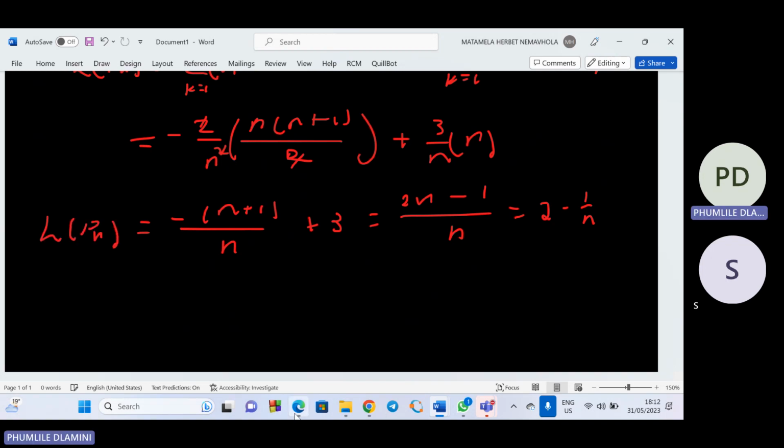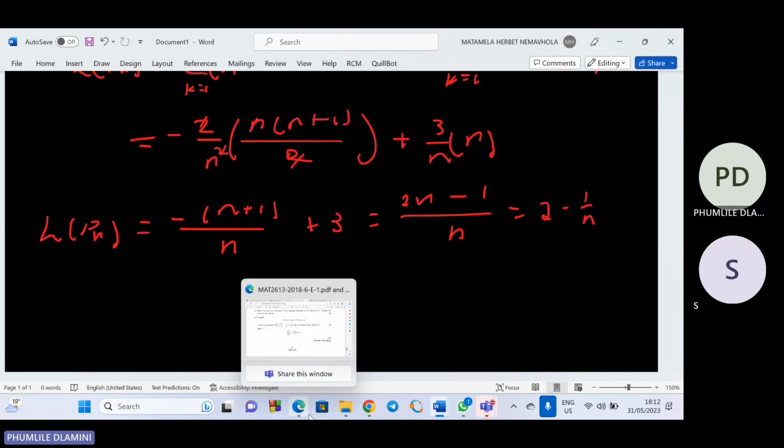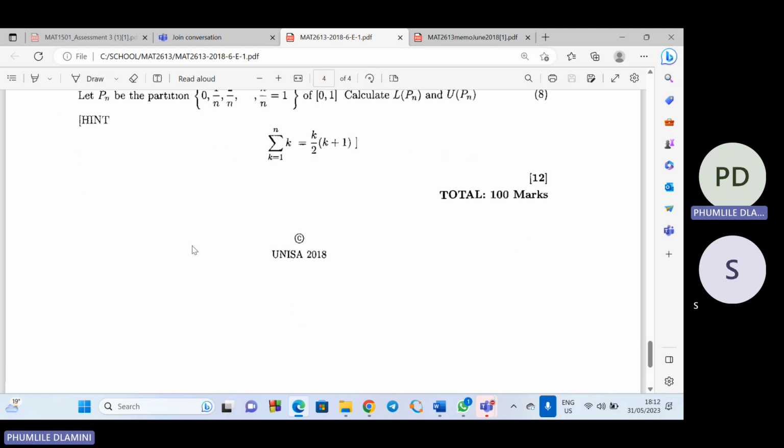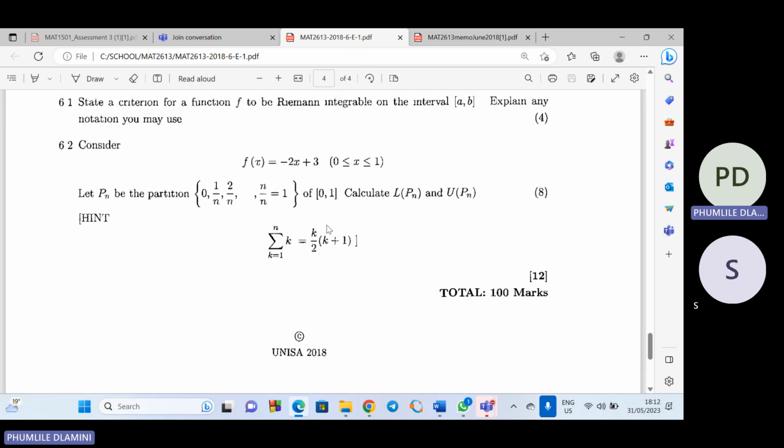So if we reflect back to the question, the question says consider this function, let Pn be, calculate U of Pn and L of Pn. If we read it carefully, it only asked us to calculate L of Pn and U of Pn, but it didn't ask us if this is Riemann integrable. But just in case, we can also take it further.